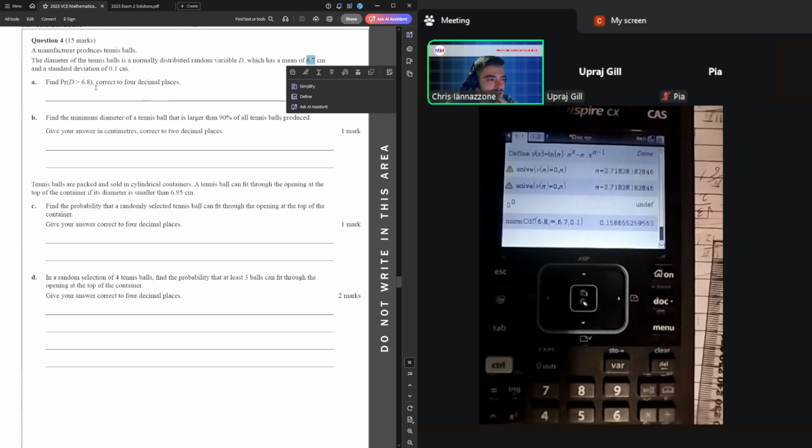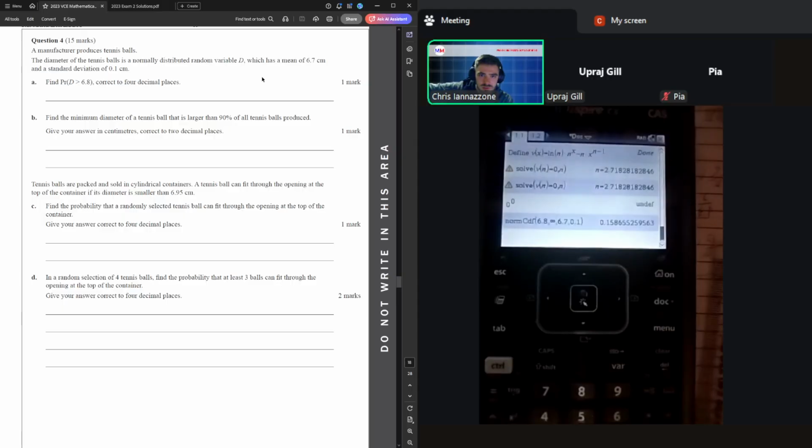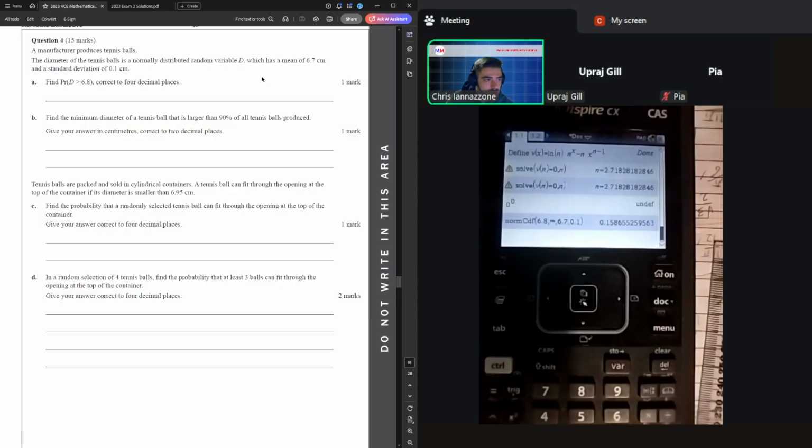6.8 is one standard deviation removed from 6.7. So that 15.8 should really ring a bell if you're used to doing your tech-free versions of this, where you do plus minus 1 standard deviation, splitting it, and then doing whatever's to the right of that normal distribution. That'll be a number that you see quite often in tech-free, normally 16%. Anyway, part B.